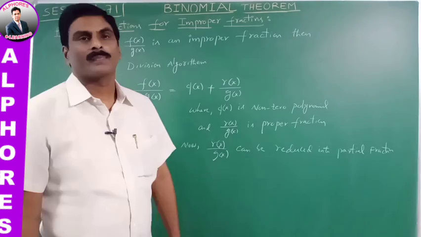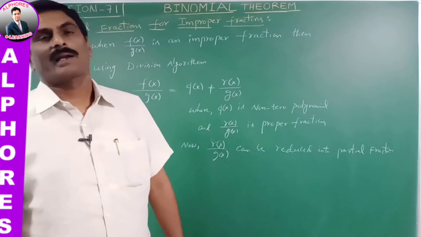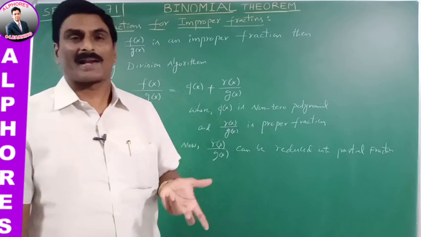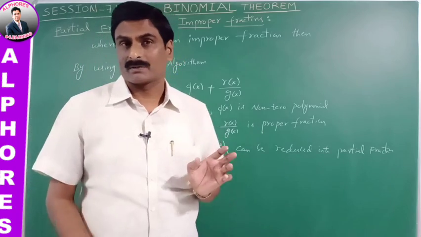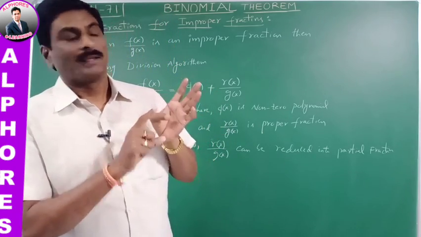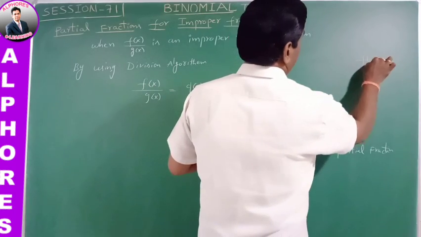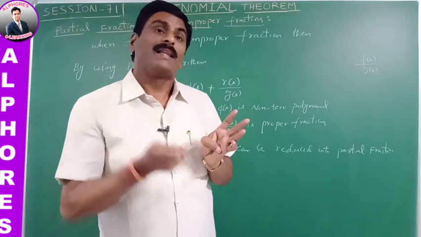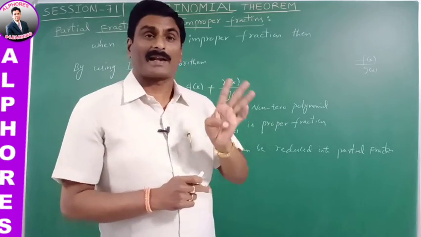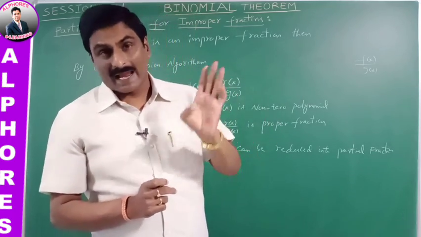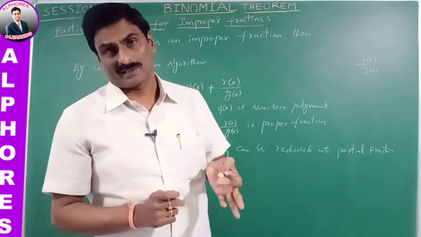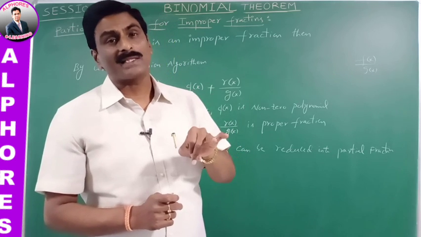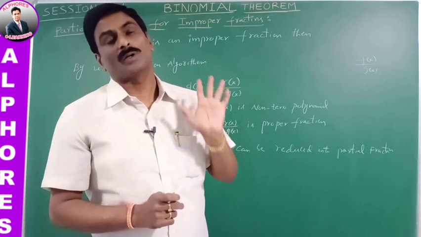Already we completed the types of the partial fractions for proper fractions. In a proper fraction there are four types. f of x by g of x is the proper fraction if g of x contains non-repeated linear factors. Type 1 is the denominator contains non-repeated linear factors. Type 2 is the repeated linear factors. Type 3 is non-repeated irreducible quadratic factors. Type 4 is repeated irreducible quadratic factors.